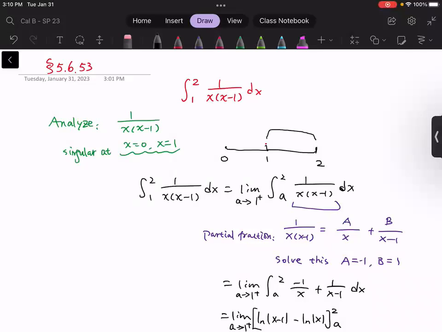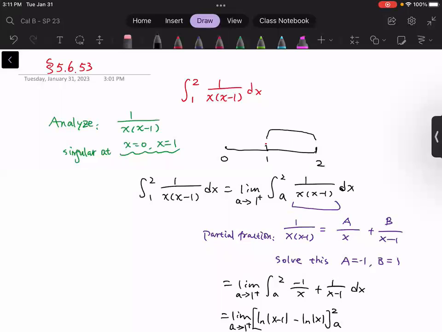Hello everyone. In this video, let's talk about number 15.3 in section 5.6. First, let's analyze the structure of the functions. Notice that there are two possibilities to make the denominator 0: x equal to 0 or x equal to 1.